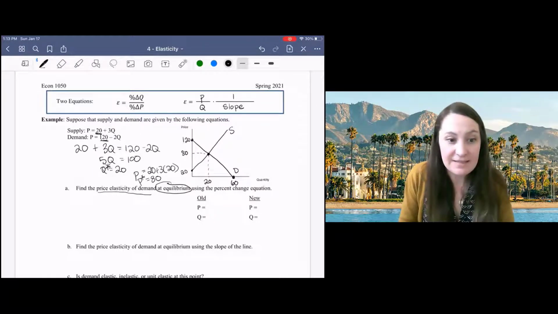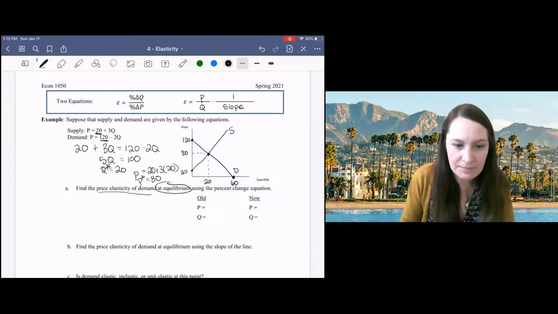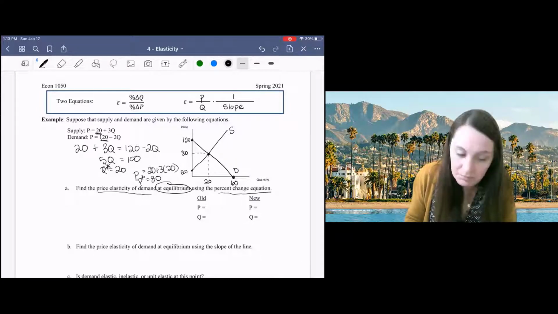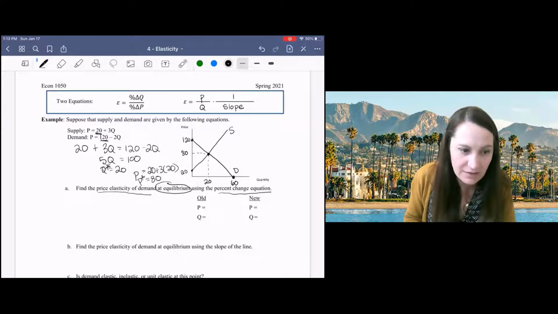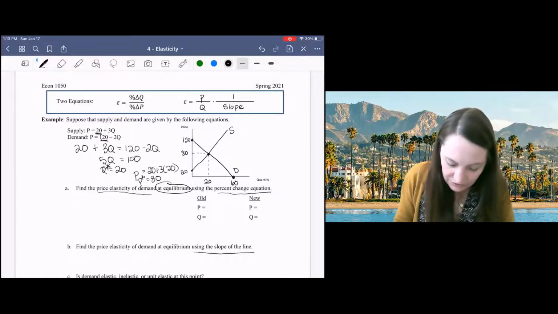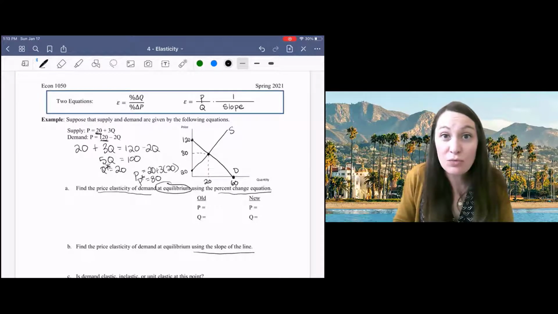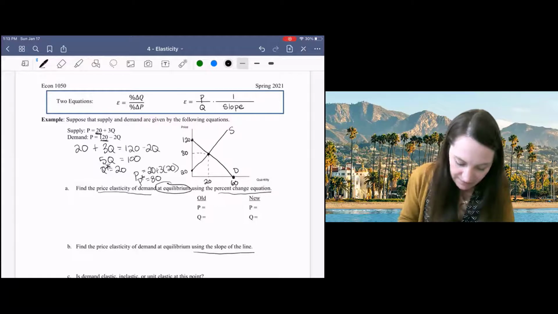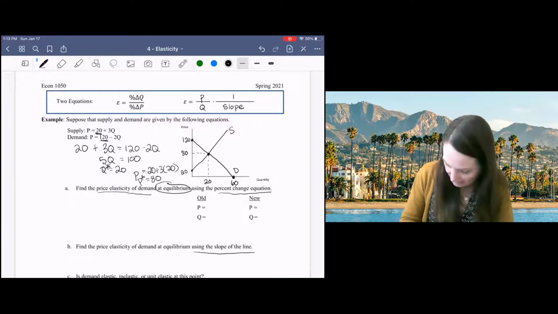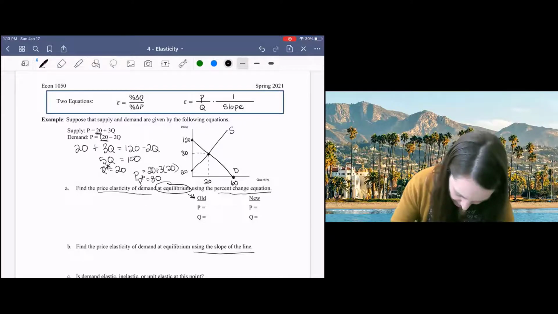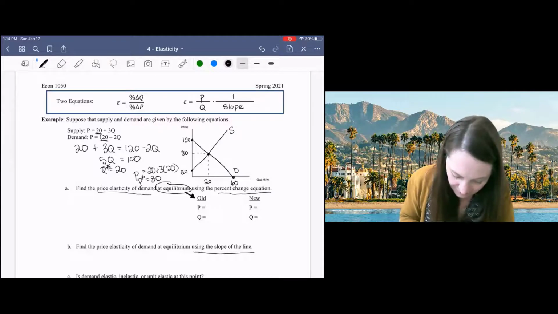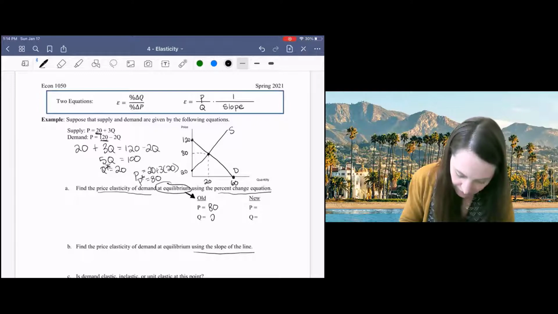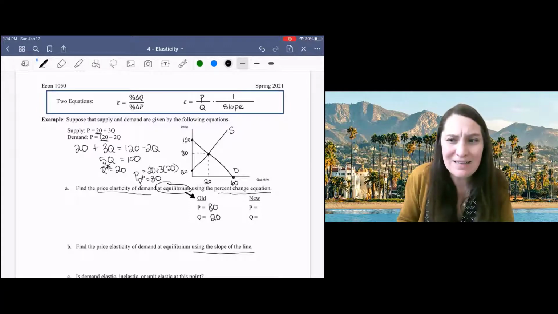I would like to find the price elasticity of demand at the equilibrium point using first the percent change equation, and then we'll do it again using the slope of the line. So first, for the percent change equation, you'll notice that I need 2 points along the demand curve, but right now I only have 1. The equilibrium point, because that's the point at which I'd like to find elasticity, that's my old point, right? Always the old point is the point at which you would like to find elasticity. So I know at the old point, the price is 80 and the quantity is 20. But I need a new point, and I don't have any other points along the line.